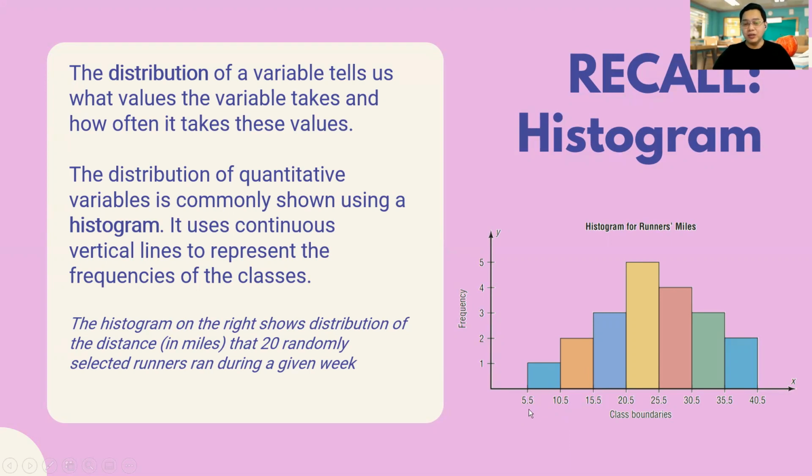So for example, within the interval 5.5 to 10.5 miles, that means that we see one runner who was able to run some distance between these two values. And then we see that there are five who were able to run a total distance between 20.5 to 25.5. So that's how a histogram works.